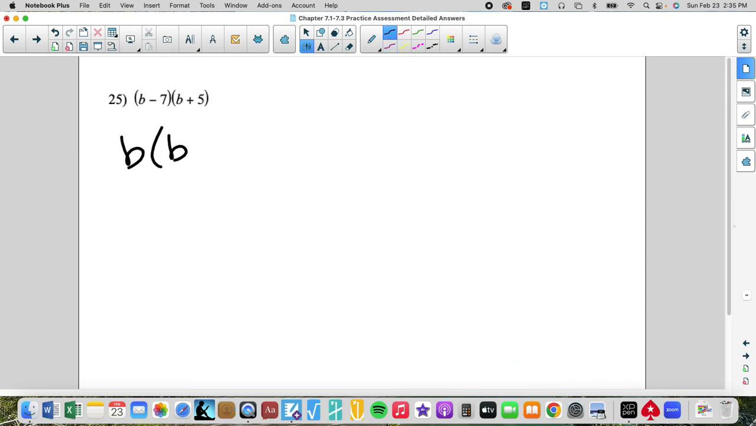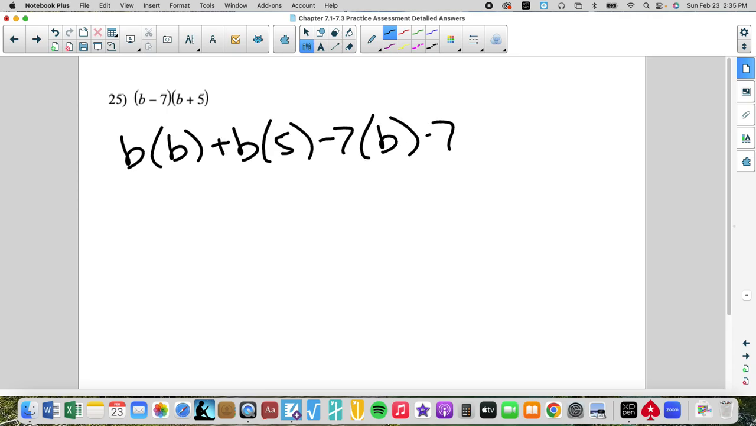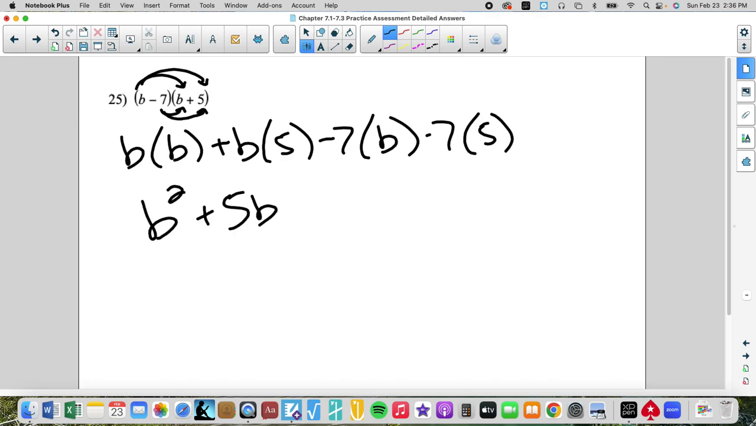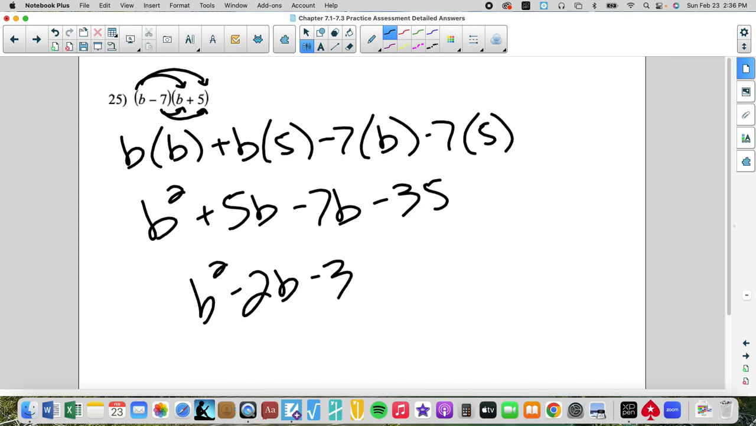B times b plus b times 5 minus 7 times b minus 7 times 5. B times b, b times 5, negative 7 times b, negative 7 times 5. B times b is b squared. B times 5 is 5b. Negative 7 times b is negative 7b. Negative 7 times 5 is negative 35. B squared minus 2b minus 35.